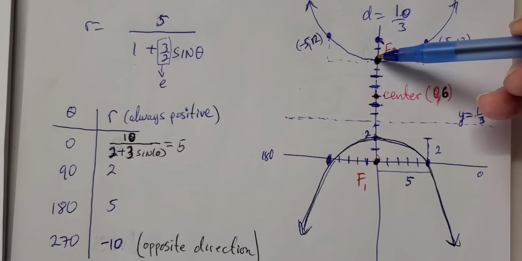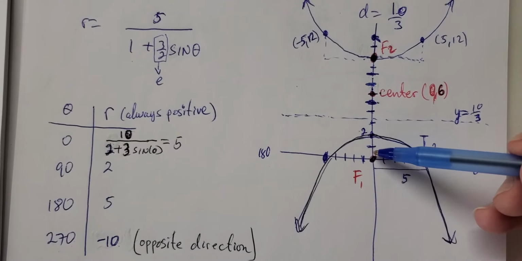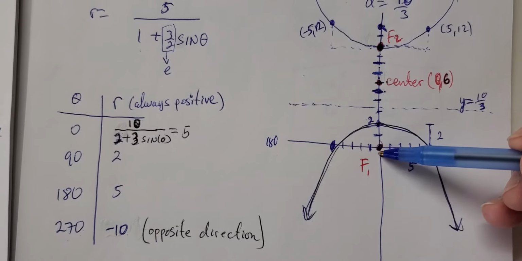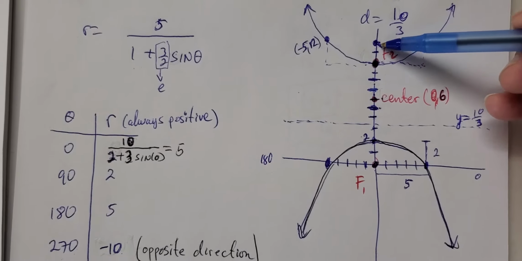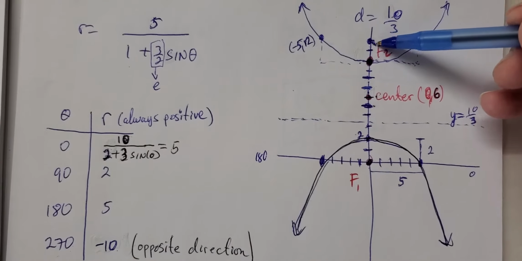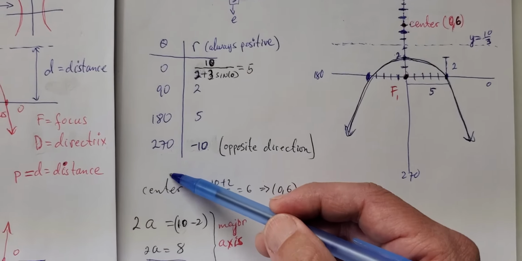So therefore, from this vertex up, also 2 units. Again, this vertex to here is 2 units, so this vertex up should be also 2 units. So the other focus should be up here.